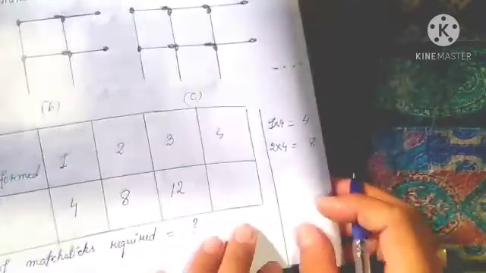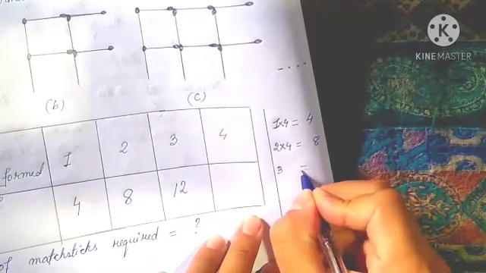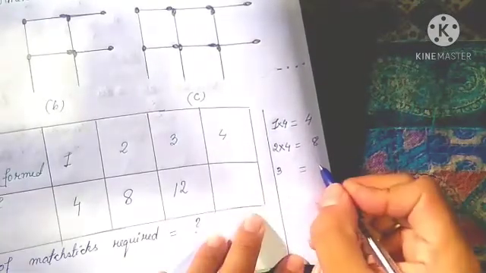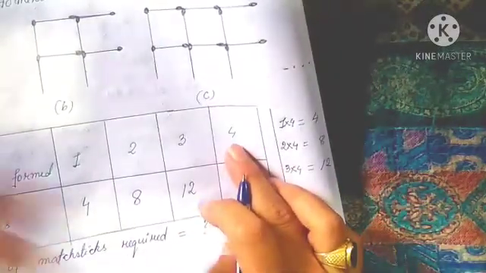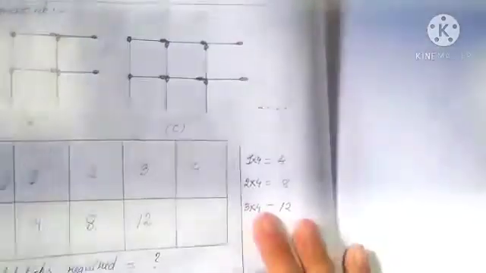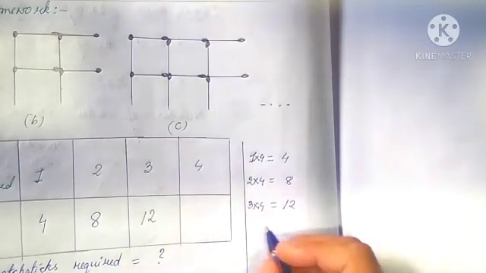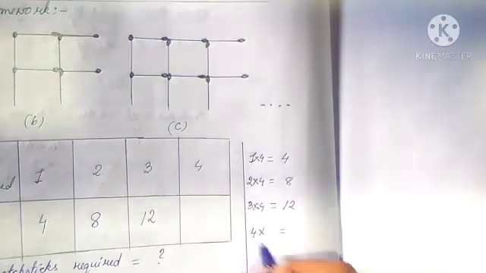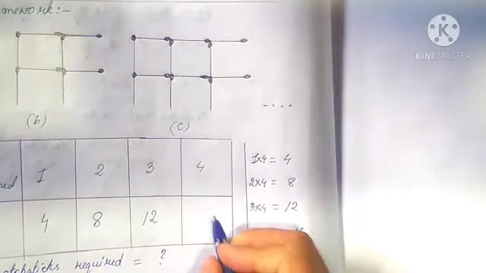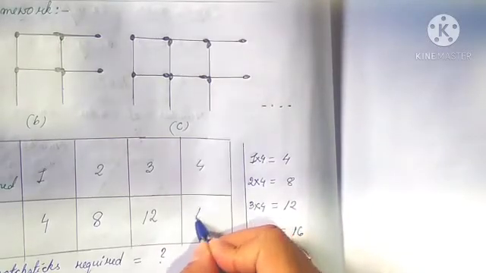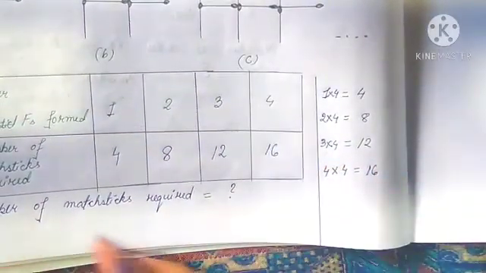And what about this value? 3. If the number of F shapes is 3, then the number of mastics required is how many? 12. So this also is 3 into 4, 12. So if the number of F's formed here is 4, then how many mastics are required? This 4 will be multiplied by 4, and 4 into 4 is 16. So the number of mastics required becomes 16. Understood?